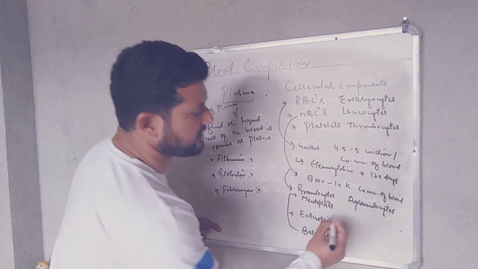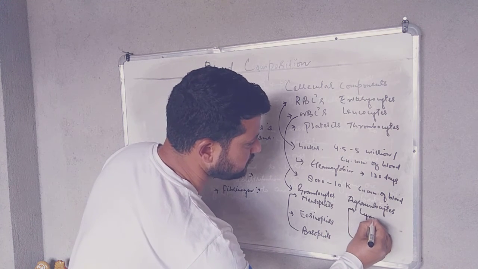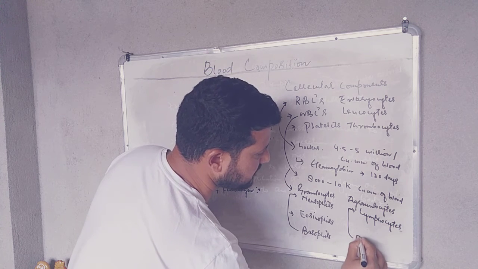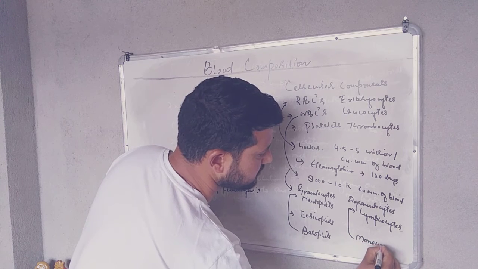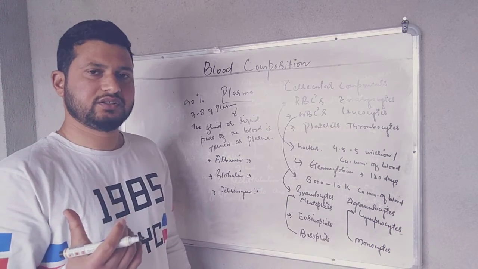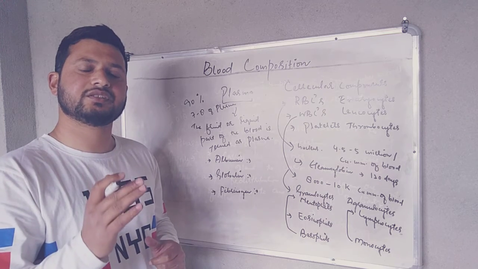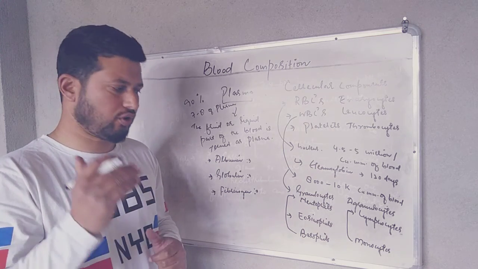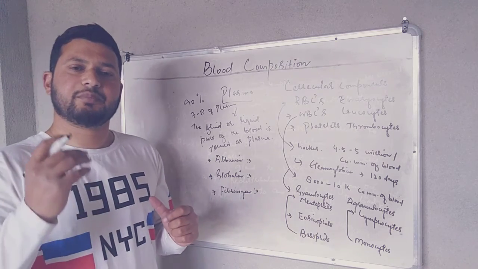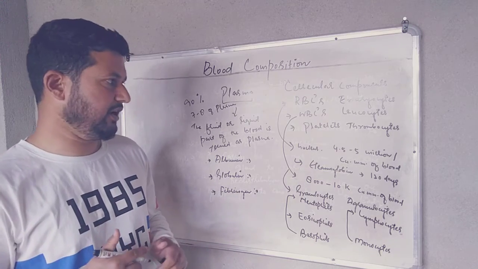And these agranulocytes are of two types. One is the lymphocytes, another is the monocytes. These lymphocytes help in the destruction of the cancer cells or the cells which have been infected by the virus or bacteria, whereas the monocytes help in the process of phagocytosis, that's the engulfing of the whole bacteria.